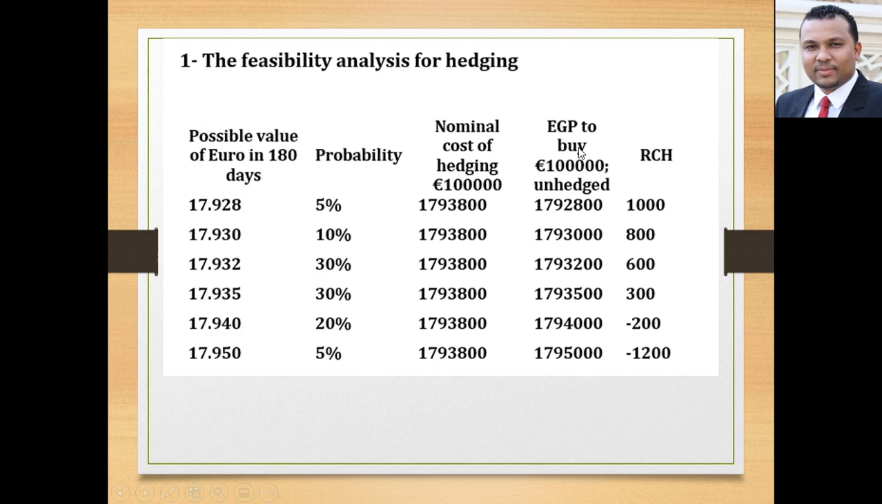The last column, RCH. RCH is the abbreviation for real cost of hedging payables. Real cost of hedging equals the gap between hedging and unhedging: column number 3 minus column number 4. If you check the RCH values, we check the signs: positive, positive, positive, positive, negative, negative. Only two rows have a negative sign. Okay.